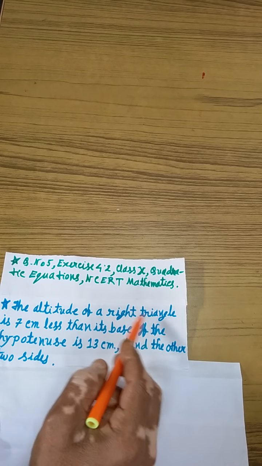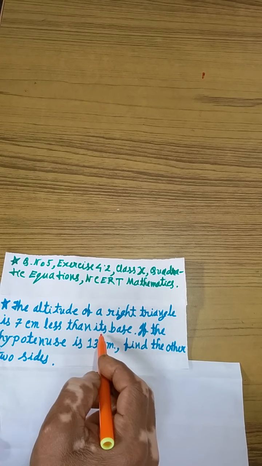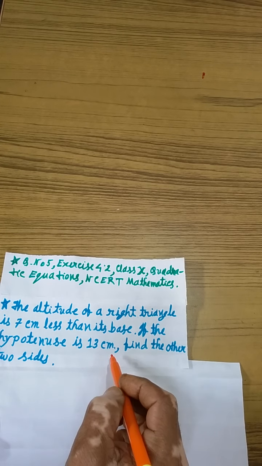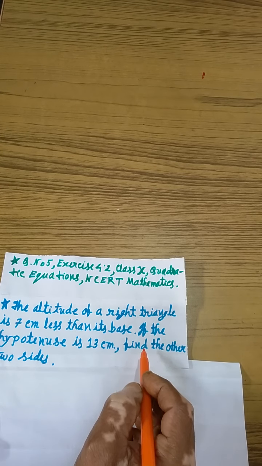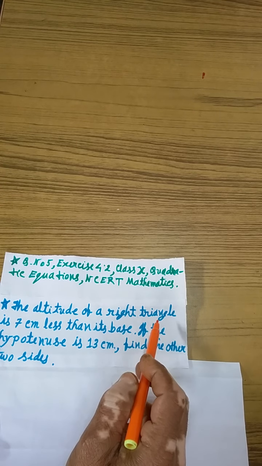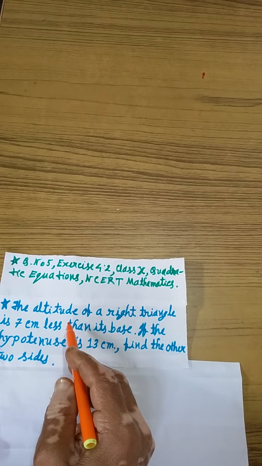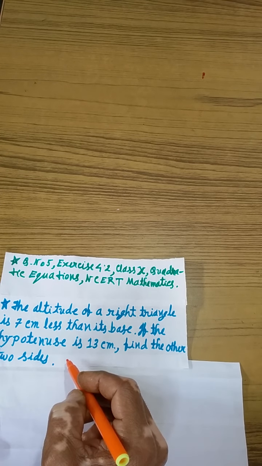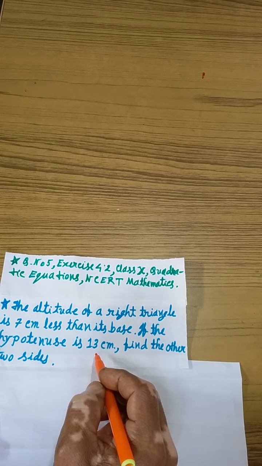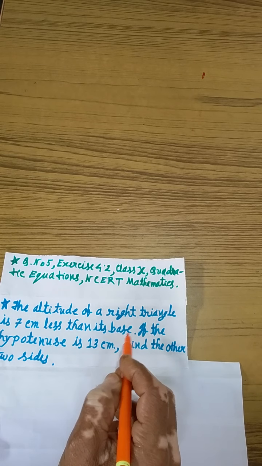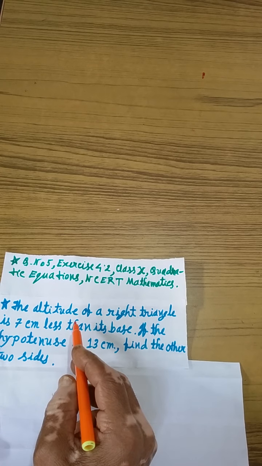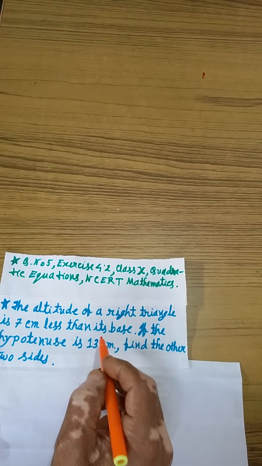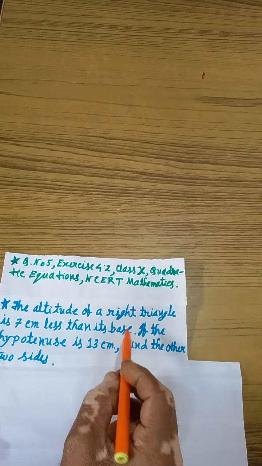The altitude of a right triangle is 7 cm less than its base. If the hypotenuse is 13 cm, find the other two sides. That means we have to determine the measures of the two sides of the right angled triangle, namely the altitude and the base, under the given conditions that the measure of the hypotenuse is 13 centimeters and that the measure of the altitude is 7 centimeters less than the measure of the base of that right angle triangle.